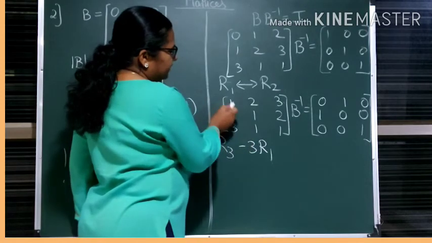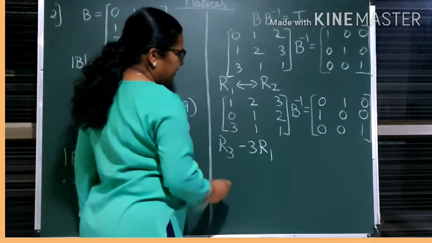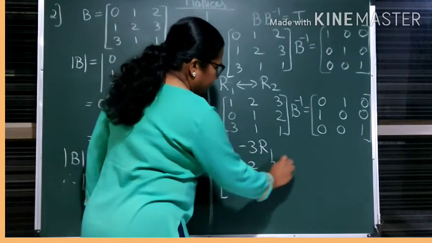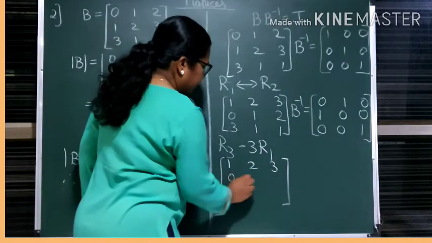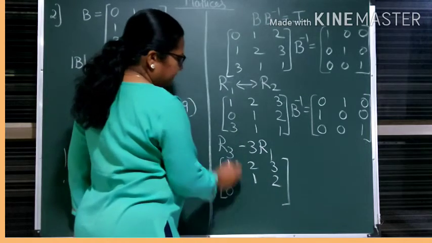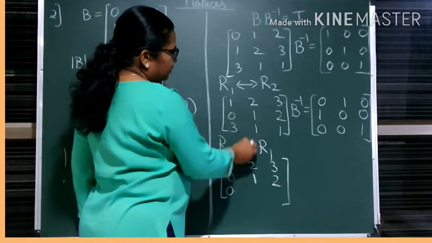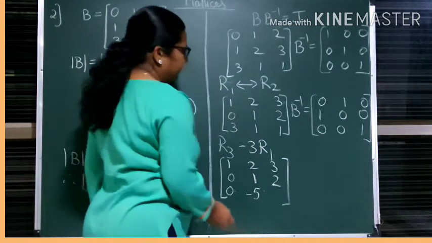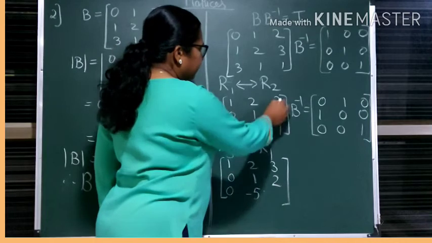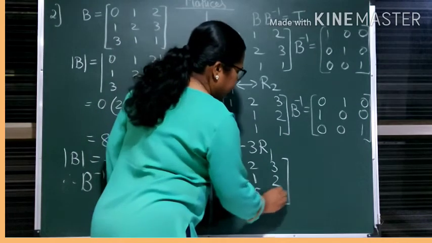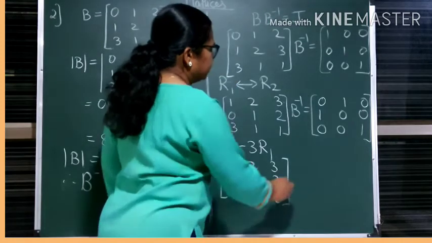Clearly, if you multiply this by 3, 3 minus 3 you will get 0 here. First row as it is, 1, 2, 3. Second row as it is, 0, 1, 2. Then 3 minus 3, here you are getting 0. Then 3 2s are 6, 1 minus 6 is minus 5. Then 3 3s are 9, 1 minus 9 is minus 8.